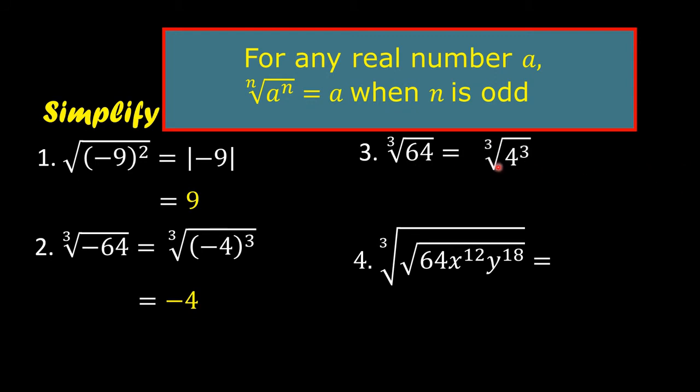Number 3, the cube root of 64. This can be written as the cube root of 4 cubed. If you multiply 4 three times by itself, you will get 64. We can also apply this law of radicals. For any real number a, the nth root of a raised to n is equal to a when n is odd. 3 is an odd number, and 4 is a real number. So the answer is 4.